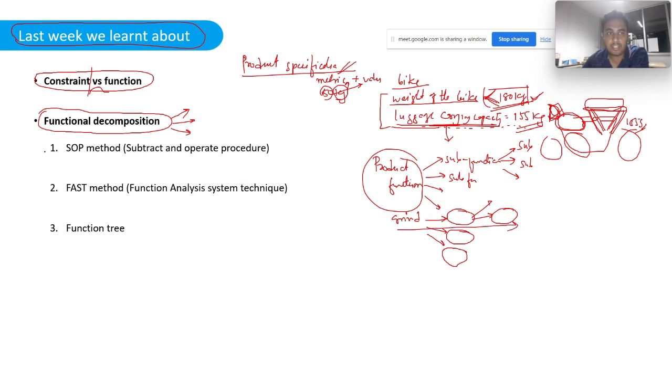So we discussed two methods. One was the SOP method and one is the FAST method. So what was the SOP method? Do you remember?